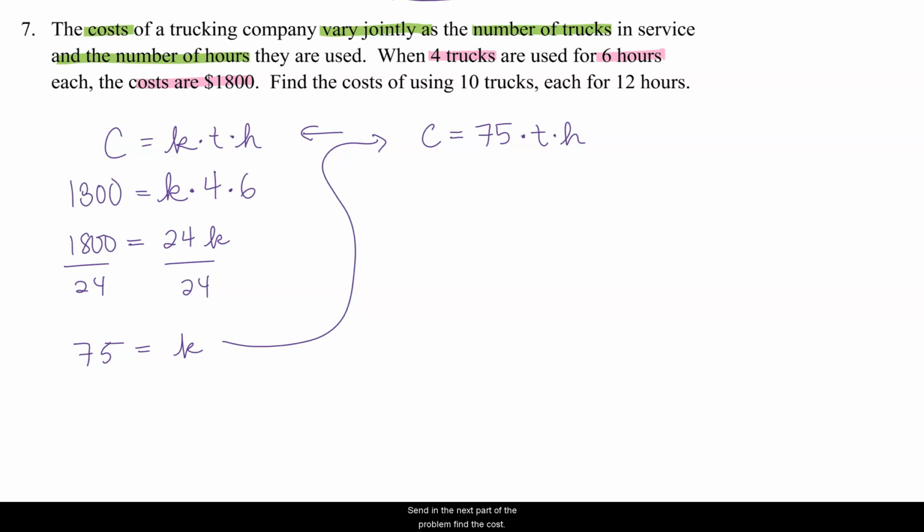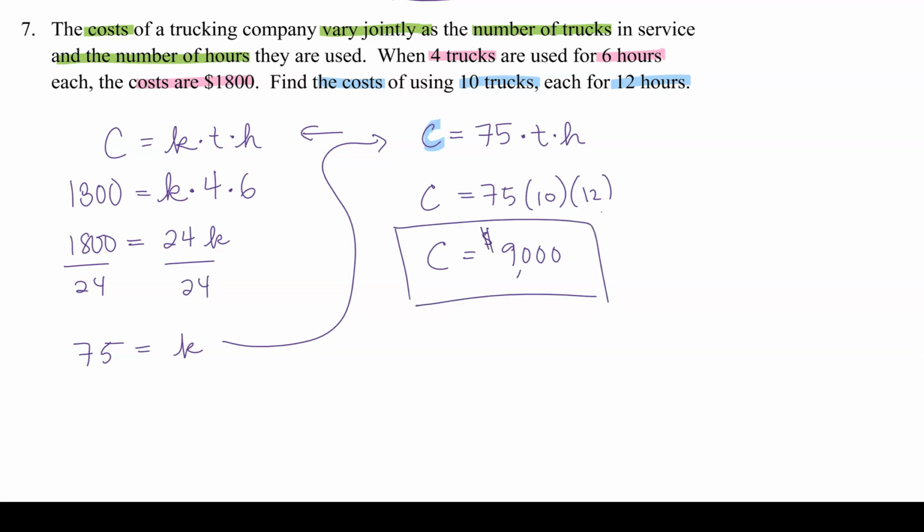And then the next part of the problem, find the costs, I don't know what cost is, of using 10 trucks each for 12 hours. So we know 10 trucks are being used for 12 hours, and we're looking for the cost. And we can multiply that out. 75 times 10 times 12 gives us $9,000 for our cost. Good job.